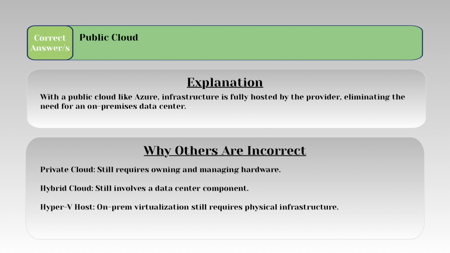Why the other options are incorrect: private cloud still requires owning and managing hardware. Hybrid cloud still involves a data center component. Hyper-V host is on-prem virtualization and still requires physical infrastructure.